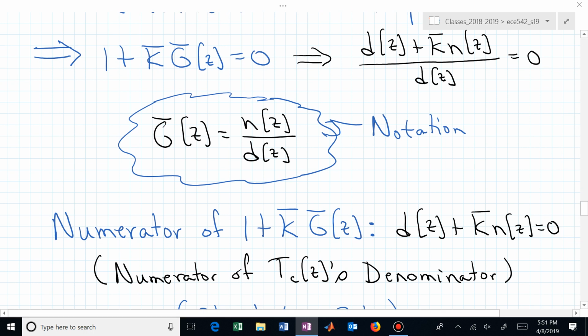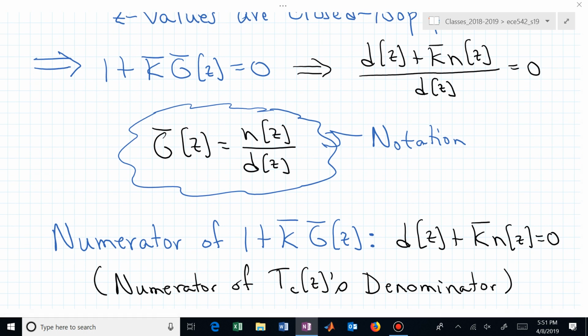And if you hear me talk about the numerator of t sub c of z's denominator, hopefully that won't confuse you, but that's what I'm really saying. I'm looking for d of z plus k bar n of z. That's the numerator of the denominator of t sub c of z.